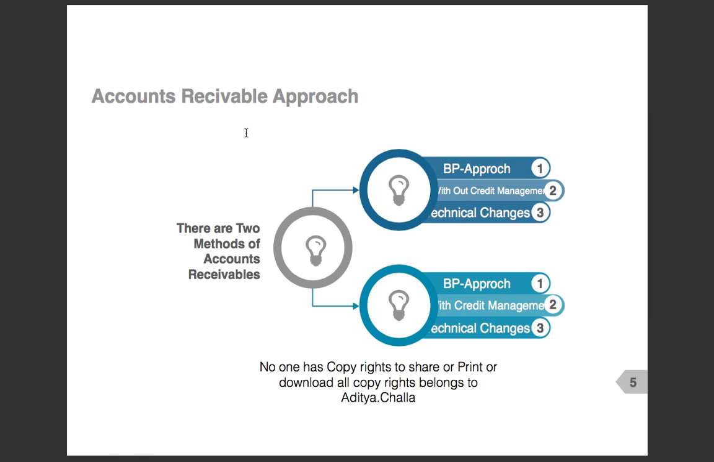In both, without credit management or with credit management, the business partner approach is the same. You need to understand the business partner approach practically, and also the technical change, meaning what happens after posting the transaction. In both scenarios these two functionalities are the same: the business partner approach and the technical approach. But in the second scenario, if the company is not following credit management, then you can follow the first scenario. If the company is following credit management, then without understanding the FSCM policy, it is not possible.